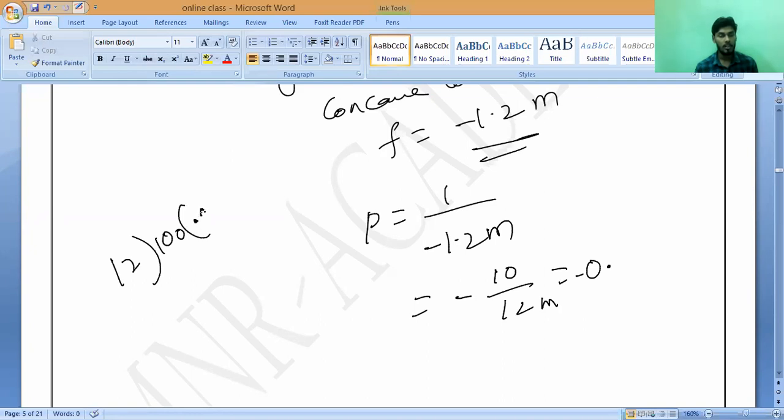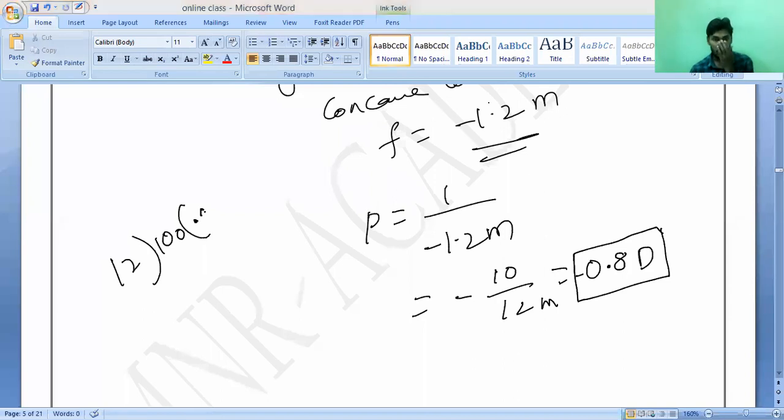So minus 0.8. Understand? Minus 0.8 dioptres. That's all. Here they have given the focal length directly in meters, so we have no need to convert anything. Do you understand or not? Yes, sir. Note it down.